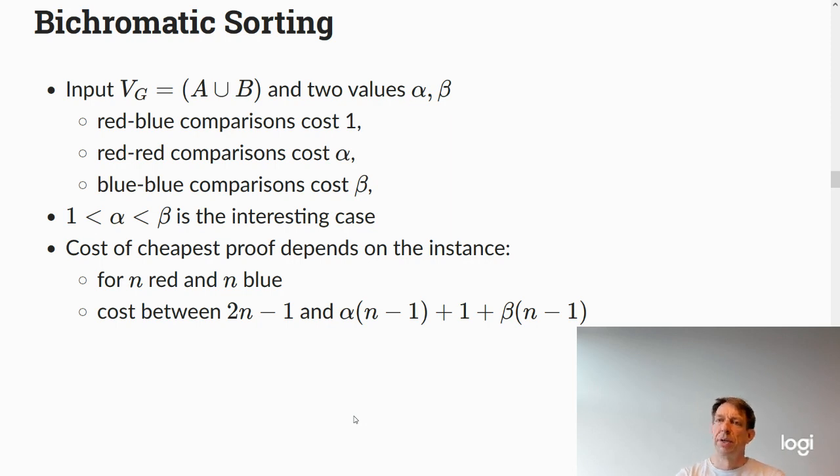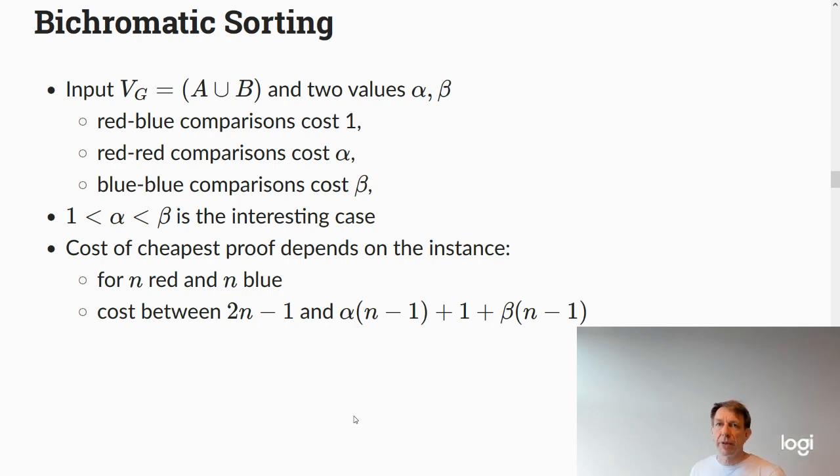And as was already alluded to, it's easy to convince yourself that the only interesting case is if both alpha and beta are above 1, that the monochromatic comparisons are more expensive than the bichromatic ones. Without loss of generality we can also assume that alpha is smaller than beta. But we're not going to use this assumption very much.